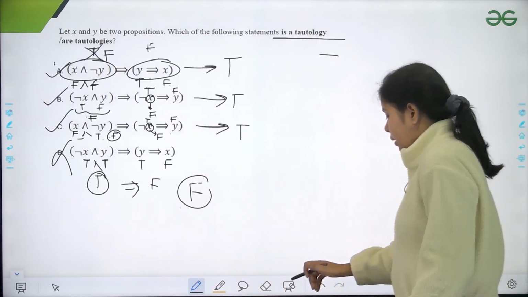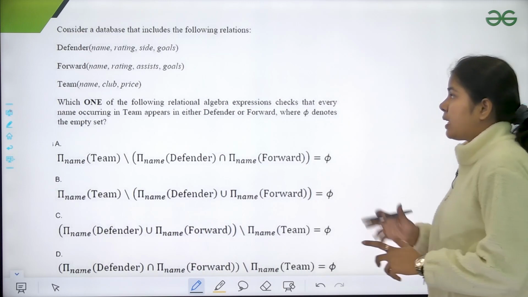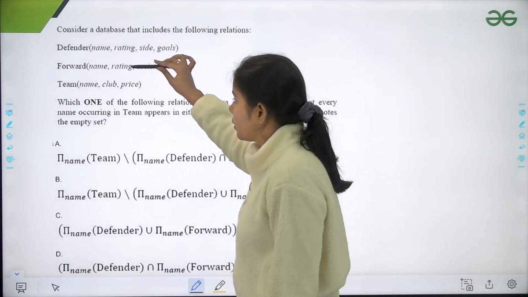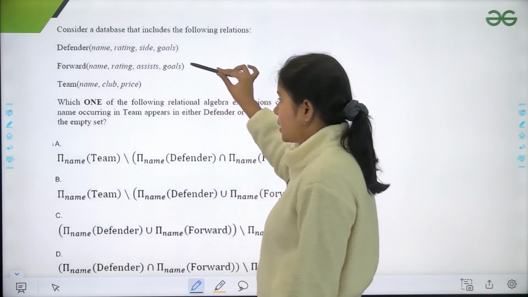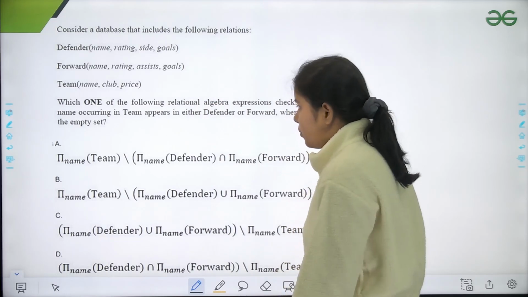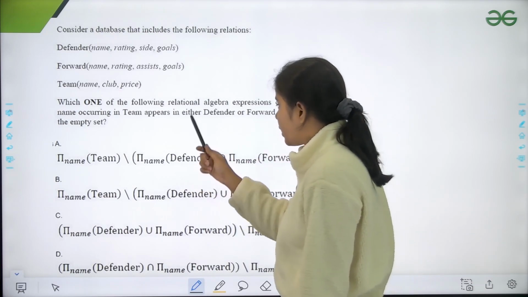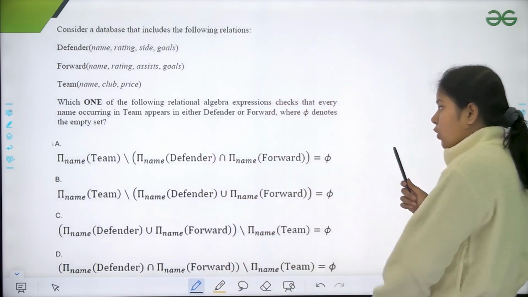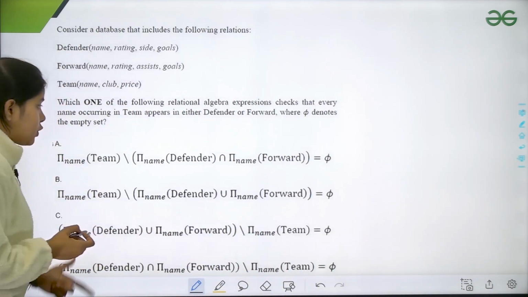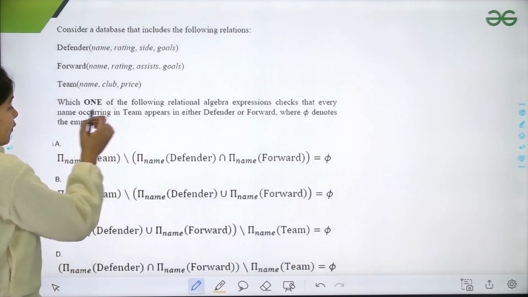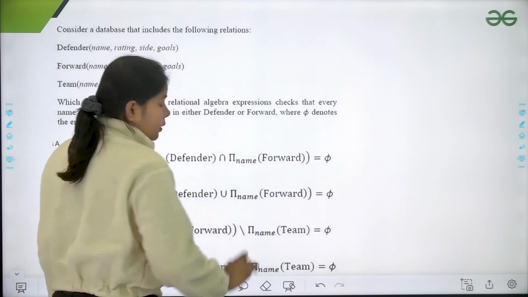Okay, now the next question we have is: consider a database that includes the following relations: defender, that has name, rating, side, goals. Forward has name, rating, assist, goals. Then we have a team that has name, club and prize. Which one of the following relational algebra expressions checks that every name occurring in team appears in either defender or forward, where phi denotes the empty set? So in this case we have to tell which of the following queries tells me that every name occurring in a team appears in either defender or forward, right?